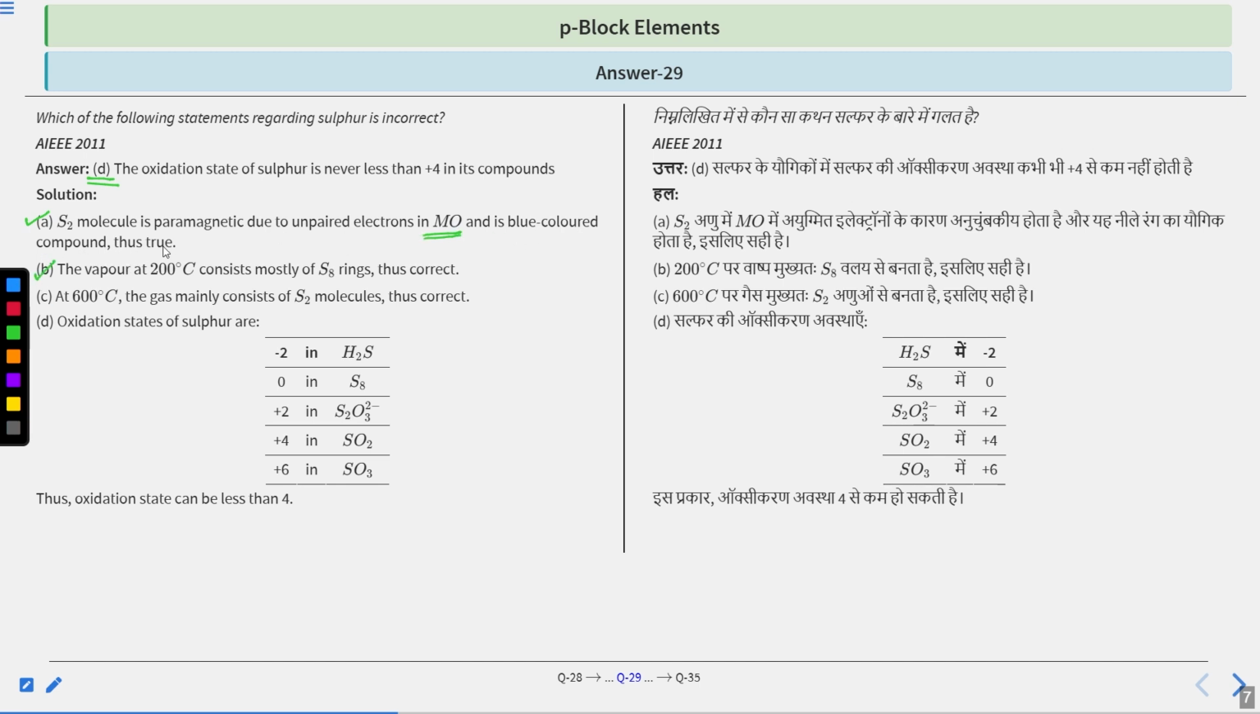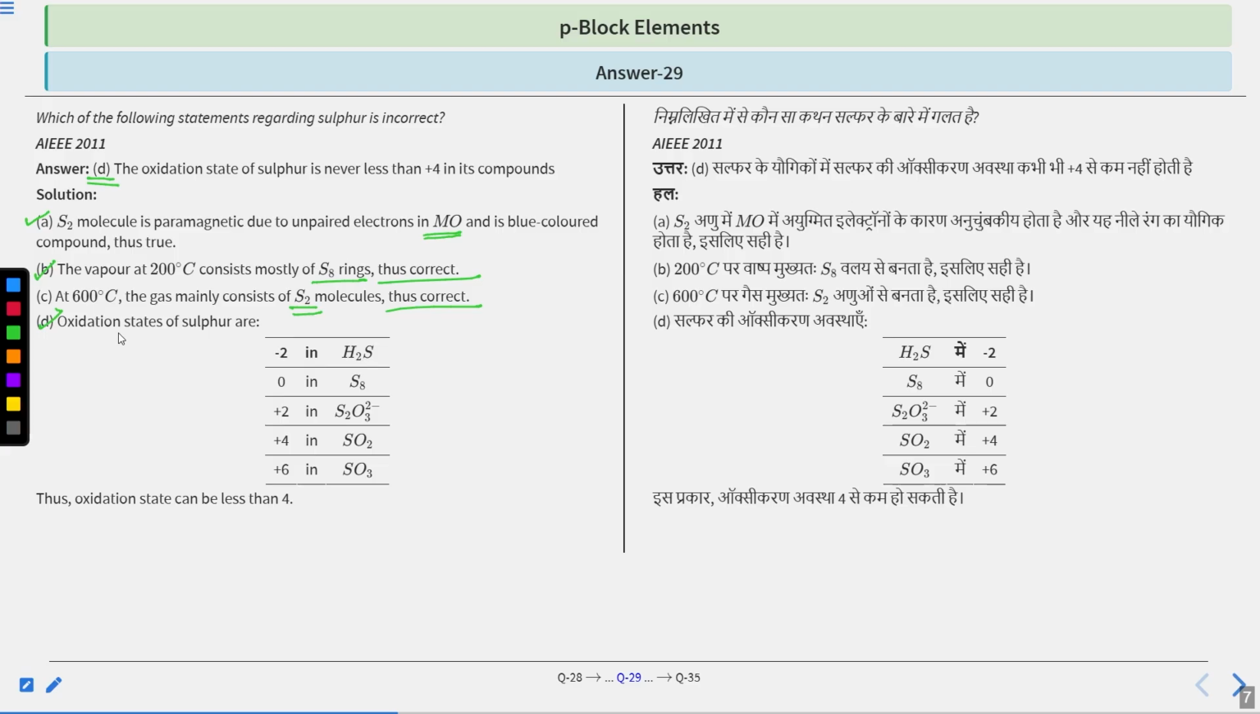In option A, the S2 molecule is paramagnetic due to unpaired electrons in molecular orbitals, and it is blue in color, that's why it is correct. Similarly, in option B, the vapor at 200 degrees Celsius consists mostly of S8 rings, which is the correct statement. In option C, at 600 degrees Celsius, the gas mainly consists of S2 molecules. This is the correct concept, thus the statement is correct.